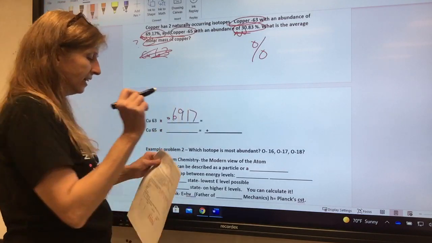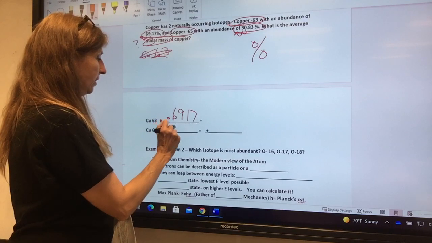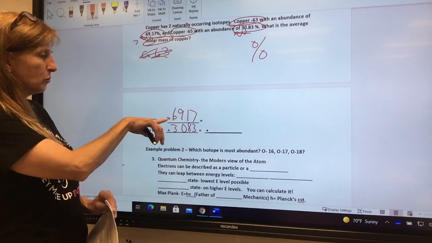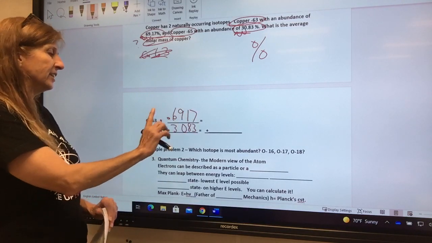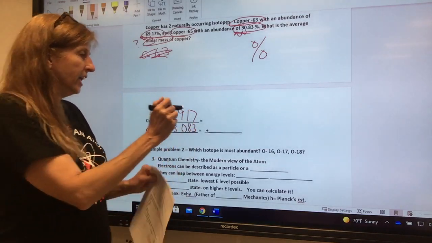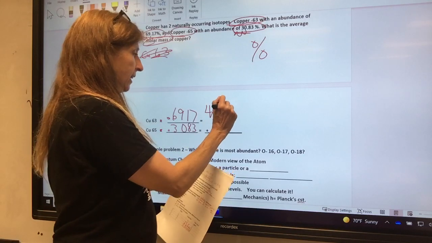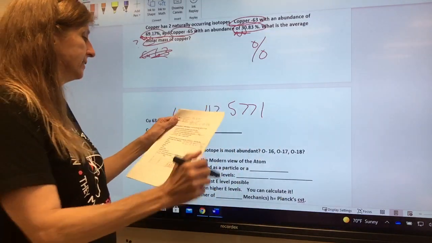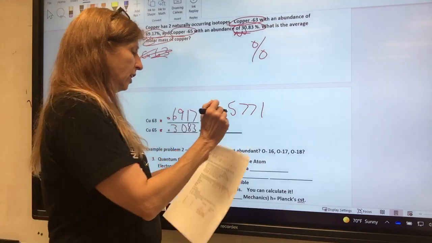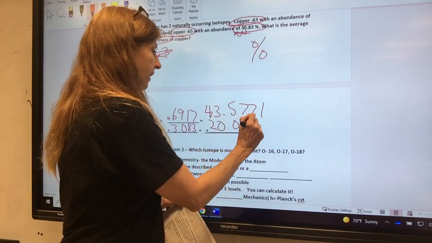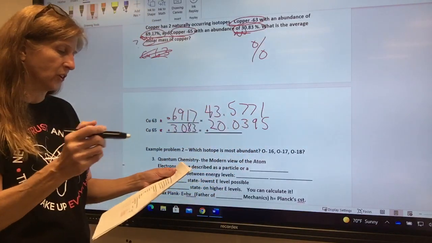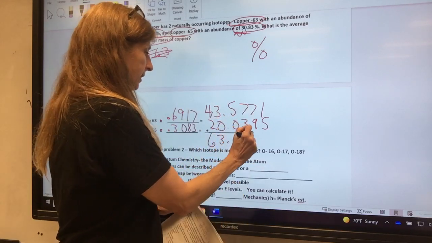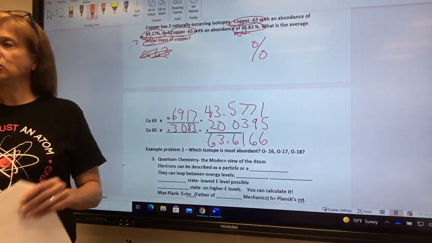Okay, 0.6917. Okay, and now here's this one, 0.3083. We multiply them out. 63 times 0.6917 and 65 times 0.3083 is 43.5771 and 20.0395. I want everything to go to 4 decimal places. If you round too much, you'll get the wrong answer. You add them up, just like 3rd grade, and it's 63.6166. Ta-da! How do we feel about that?